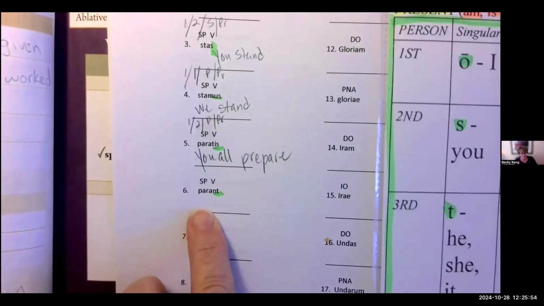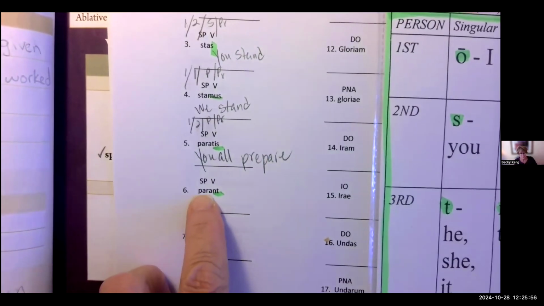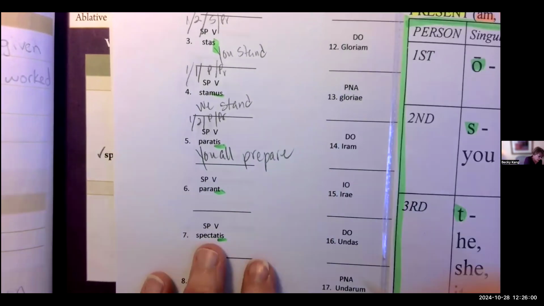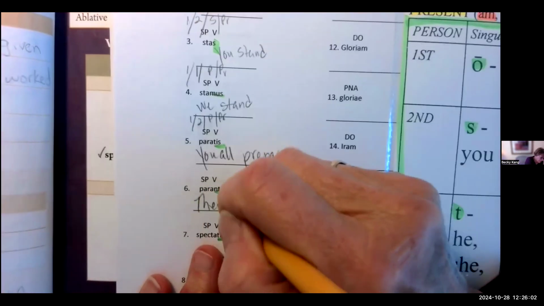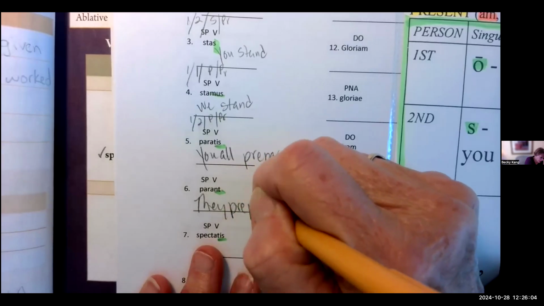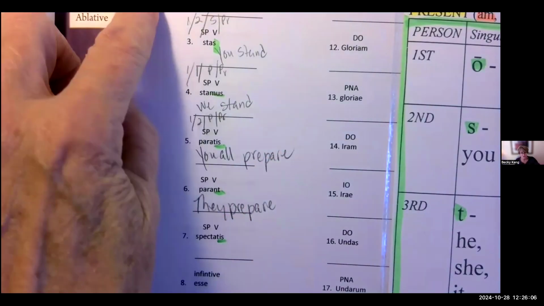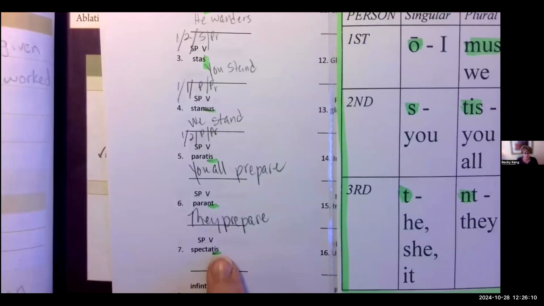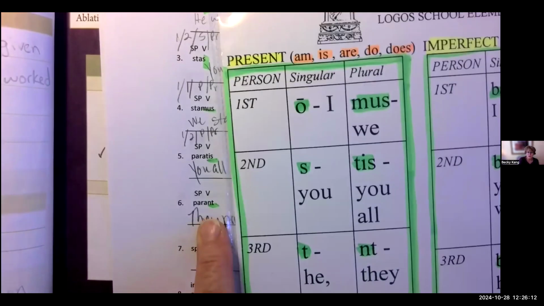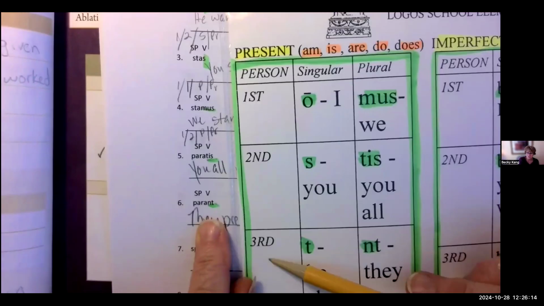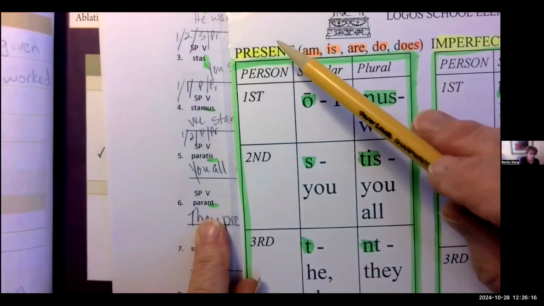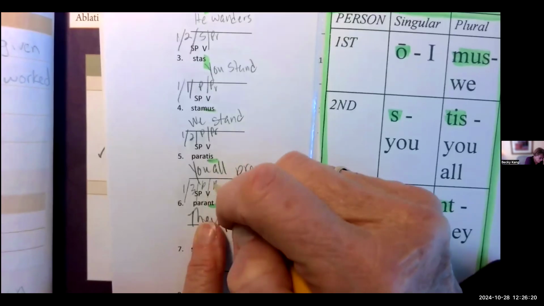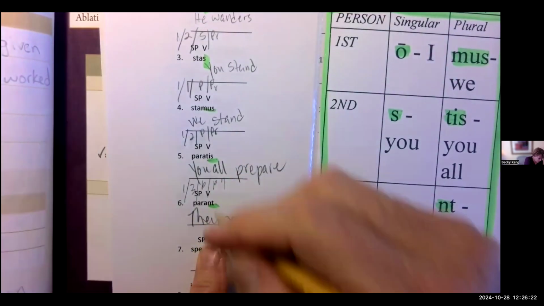NT. Here's the verb and stem prepare, but NT means they. They prepare. And you can ask those 4 questions. Conjugation, person, number, tense. Conjugation is first, person is third, plural, and present.